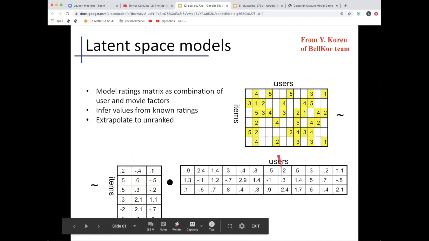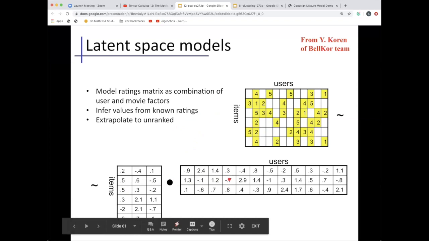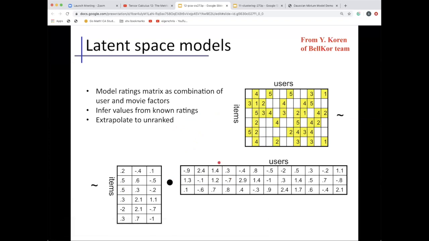And how do I do that? I try to minimize the difference between this matrix and these matrices based on the known entries. By doing that, you solve a least squares problem, but in this case your least squares contains two sets of parameters. However, there are optimization algorithms to solve this problem. In the end, it looks like SVD, but in a more generic form because you have missing data.